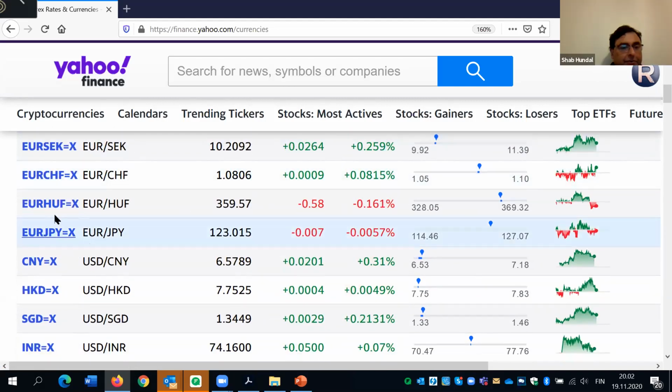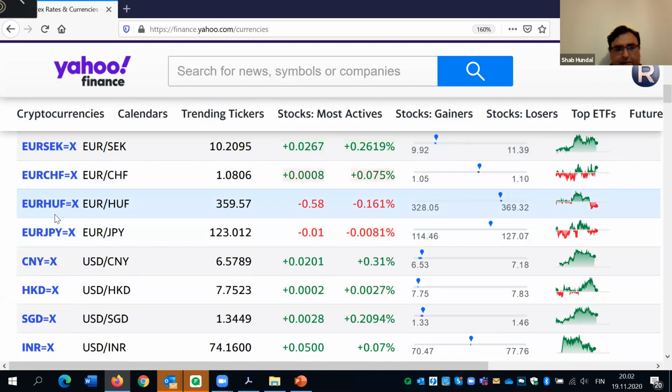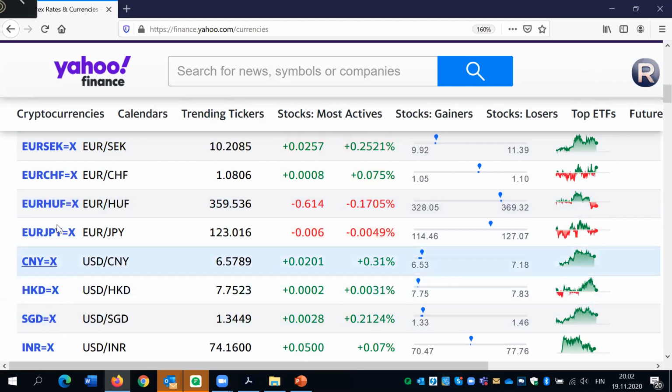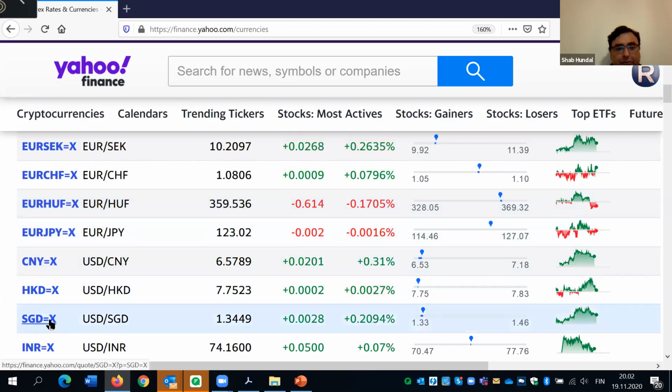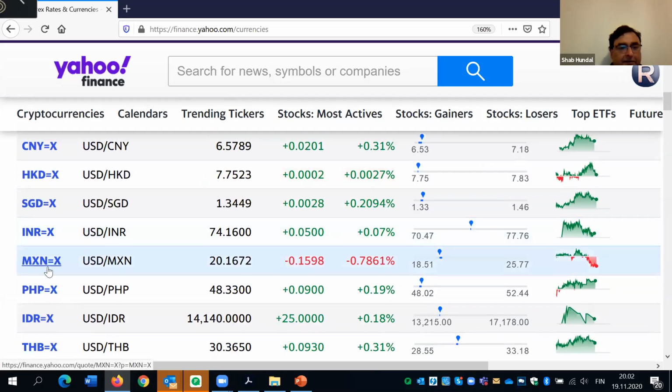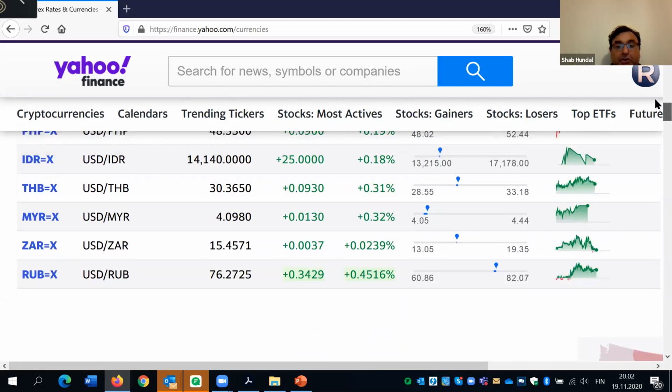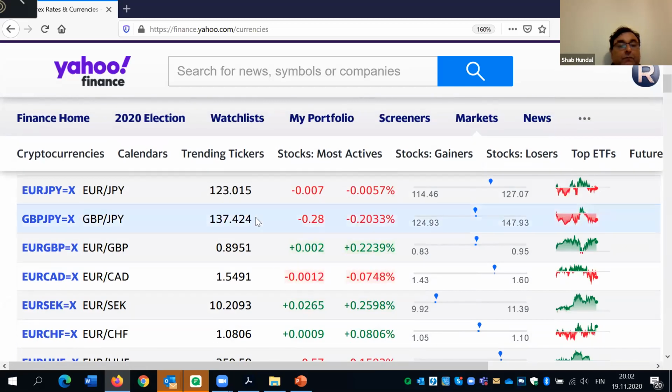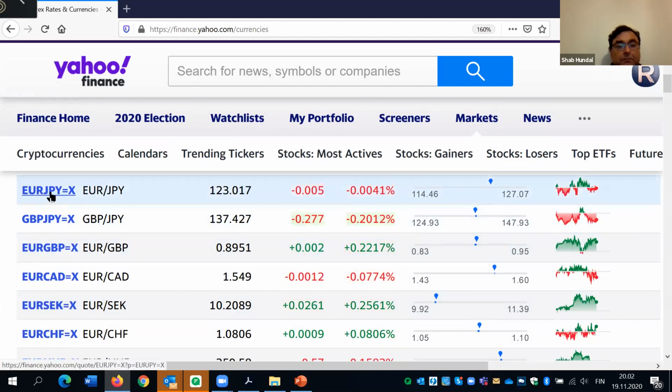And then you have the Euro HUF. Is it Hungarian forint? Yes. Then there are Singaporean dollars, Hong Kong dollars, Indian rupees, INR, Mexican peso, I guess. Indonesian rupiah, Thai baht, you can see here. So all these things, you can have a full page. And if you click one of them, just one of them, then you can see more data, more description.